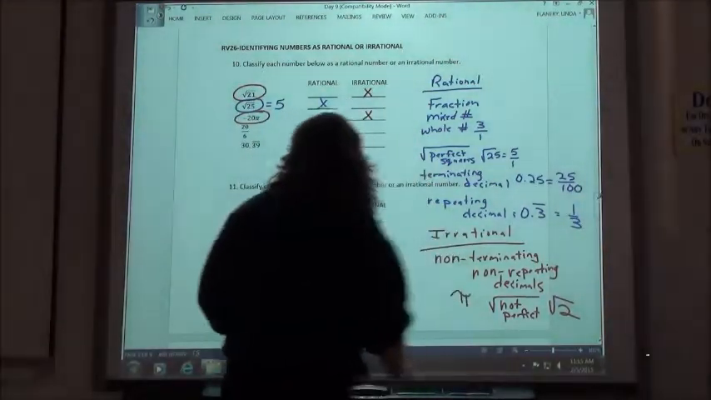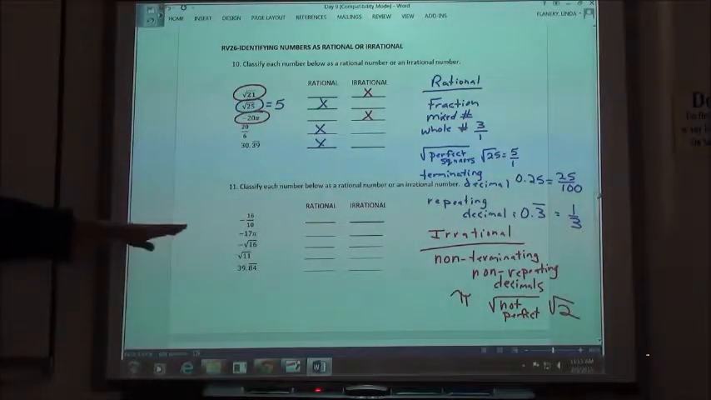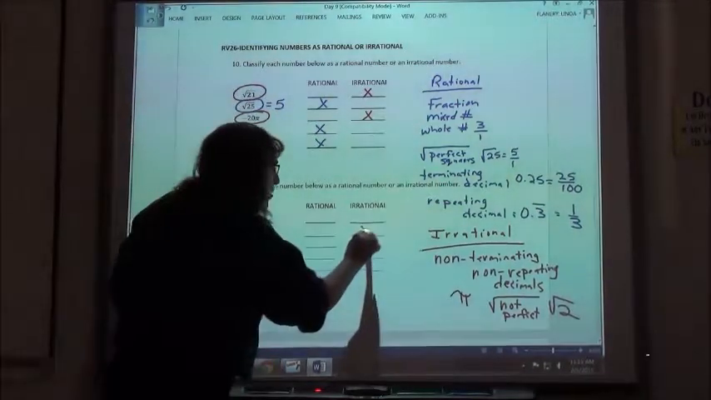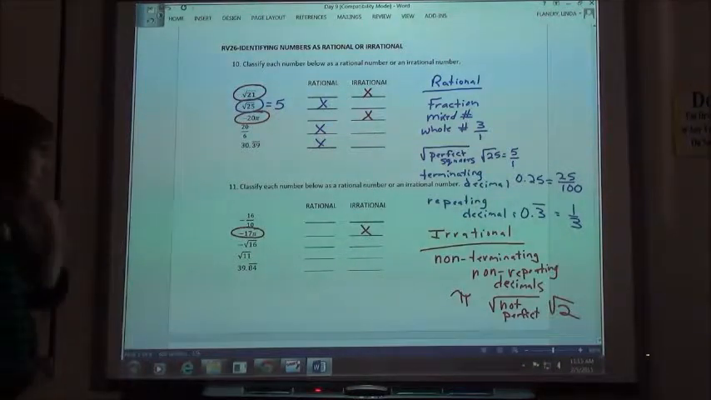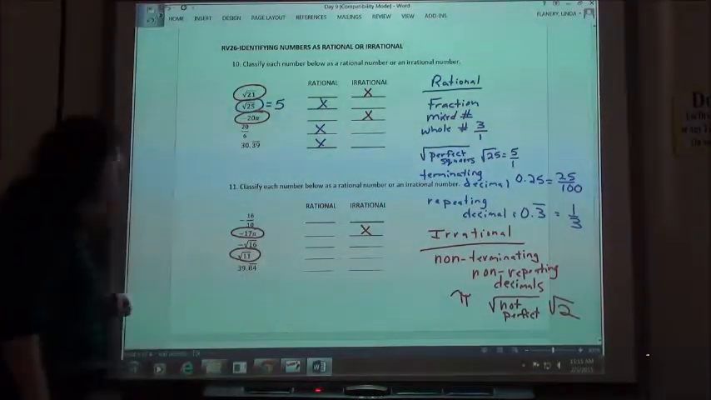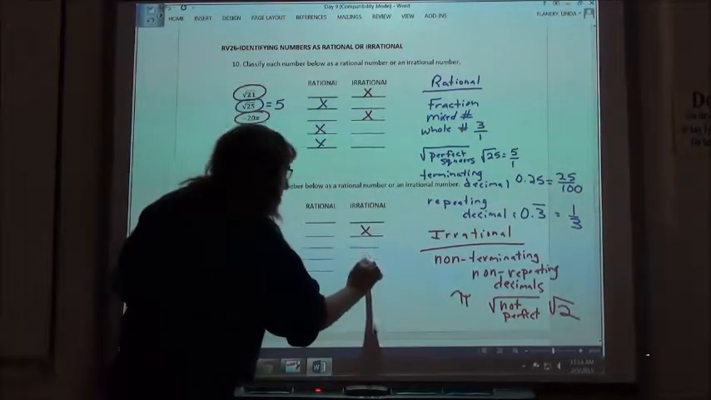So if I look at number 11, same kind of thing. I'm going to look for my irrational ones first. Pi. This one here has pi in it. I know it's irrational. Then I look for my square roots. 16's a perfect square, but 11's not. If I do the square root of 11, I get a big, long, crazy decimal on my calculator. It's irrational.